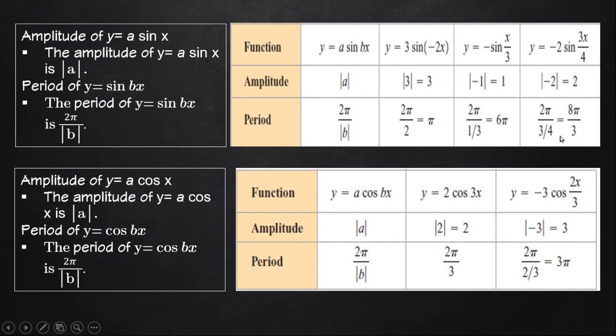So same as here, you can find the amplitude and period. The sine function and the cosine function are the same in finding the amplitude and the period.